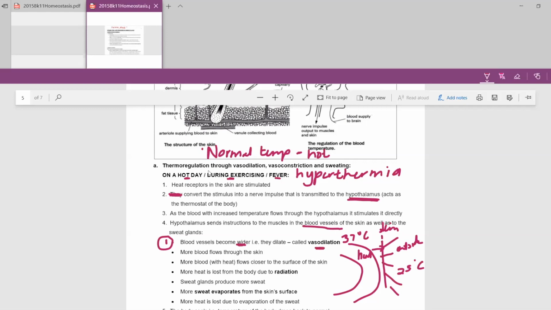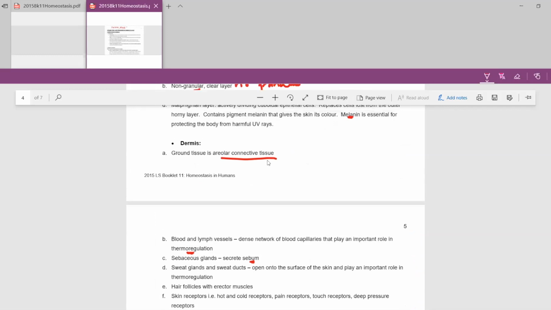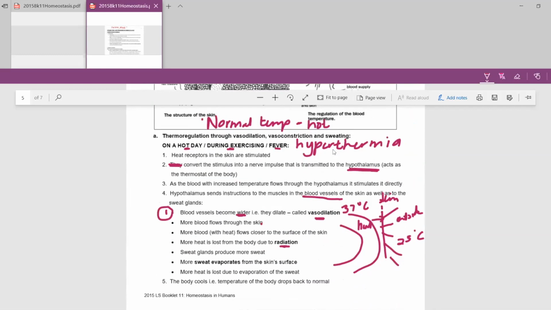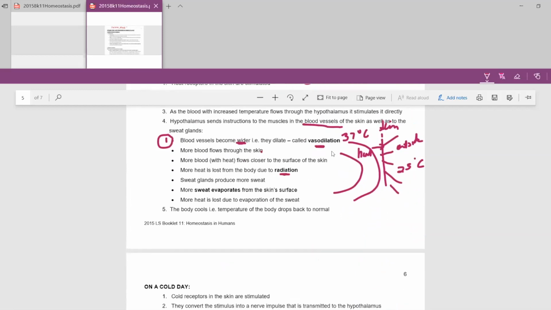And then you must say, more blood flows to the surface of the skin. More blood with heat flows to the surface of the skin. More heat is lost by radiation. Now, because more blood is flowing to the skin, the blood vessels will stimulate the sweat glands and cause them to start functioning more. That's why you always talk about the blood first and then the sweat glands. So because more blood is flowing to the skin, the sweat glands will produce more sweat. More sweat evaporates from the skin, more heat is lost.